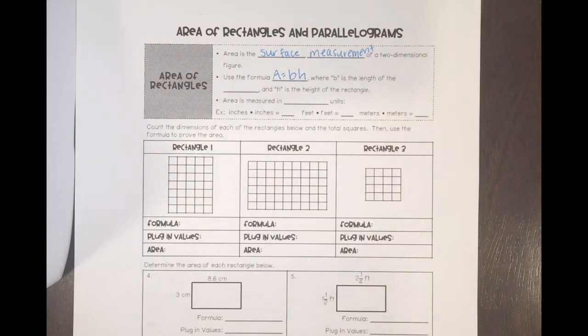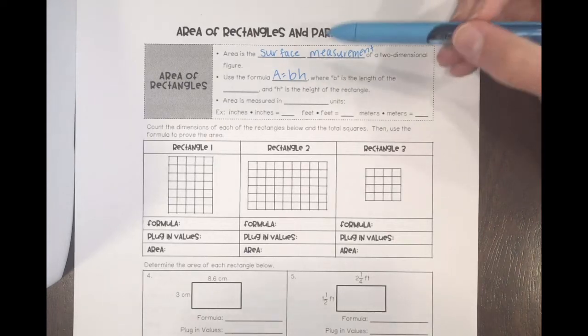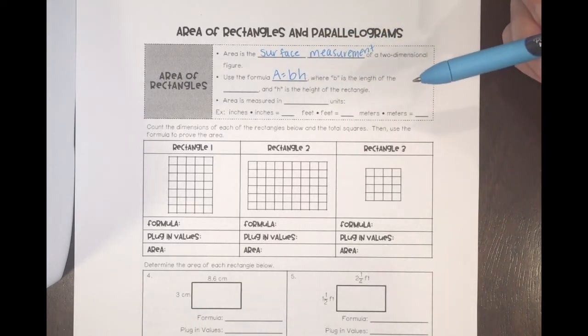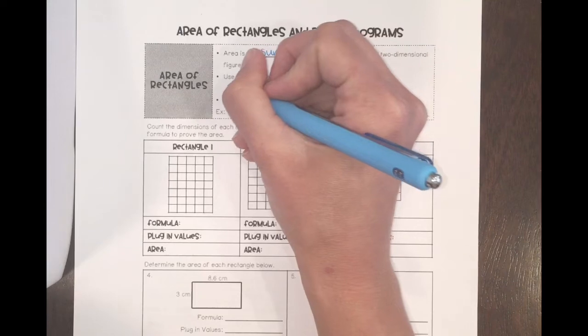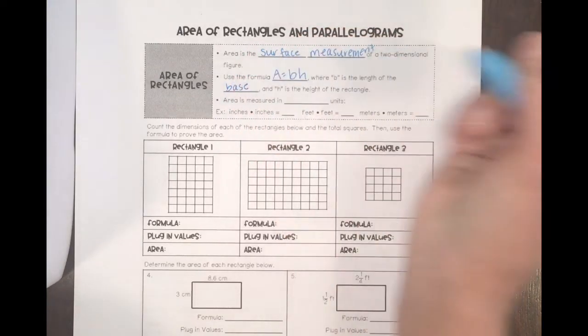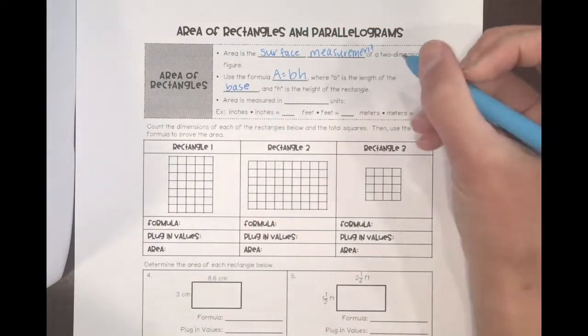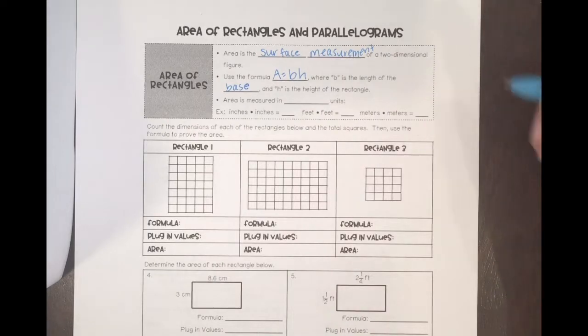When we do area for a rectangle, the formula is area equals base times height. And remember, with algebra, we do not need to write the multiplication symbol in between those letters. The fact that they're side by side tells us that we're multiplying the base times the height. B is the length of the base, and H is the height of the rectangle.